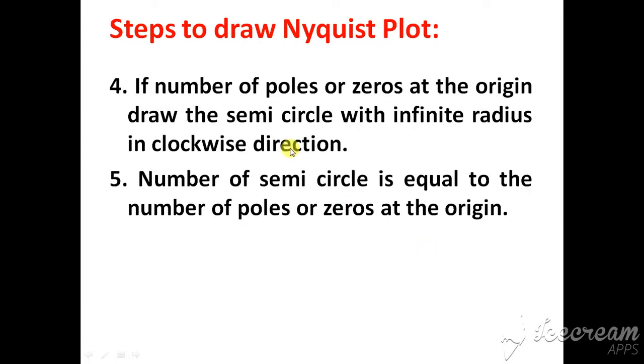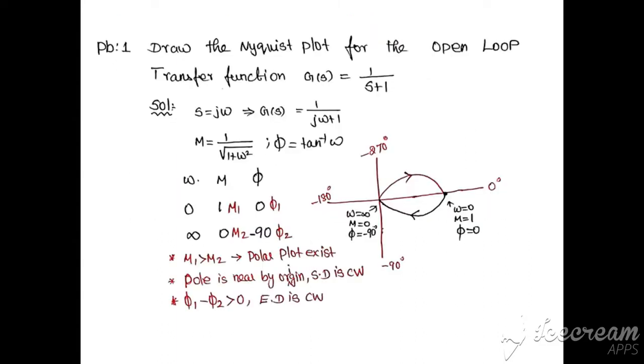And the fourth point, if the number of poles or zeros at the origin, draw the semicircle with infinite radius in clockwise direction. So fifth point, number of semicircles is equal to number of poles or zeros at the origin. These are the steps to follow to draw the Nyquist plot.